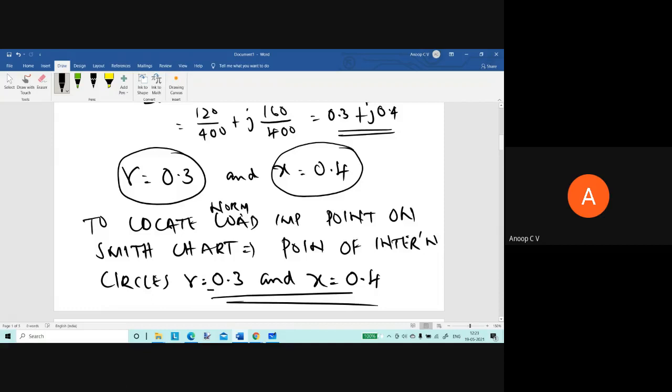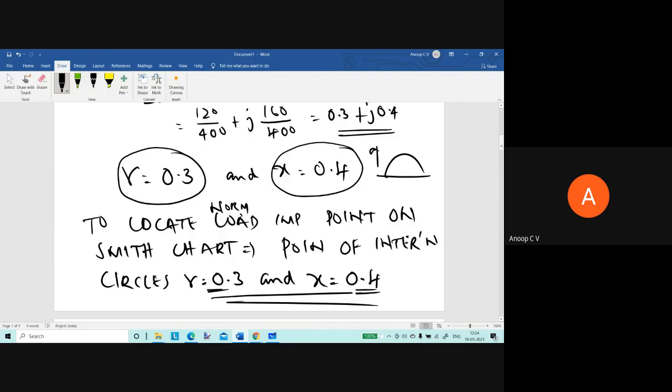So this R is 0.3 and X is 0.4. X is positive, so it will be happening on the upper hemisphere or upper semicircle. Is it clear till here? Given ZL and Z0, what we did is we found the normalized impedance. We found the real part and imaginary part of normalized impedance. So we know the value of R and X.